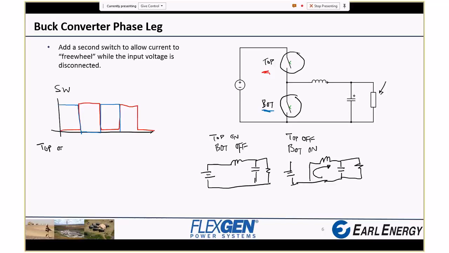We can have top off and bottom off, which will give us essentially what we saw on the last page, where the battery is disconnected and so too is the inductor. So this was the problem from the last page.